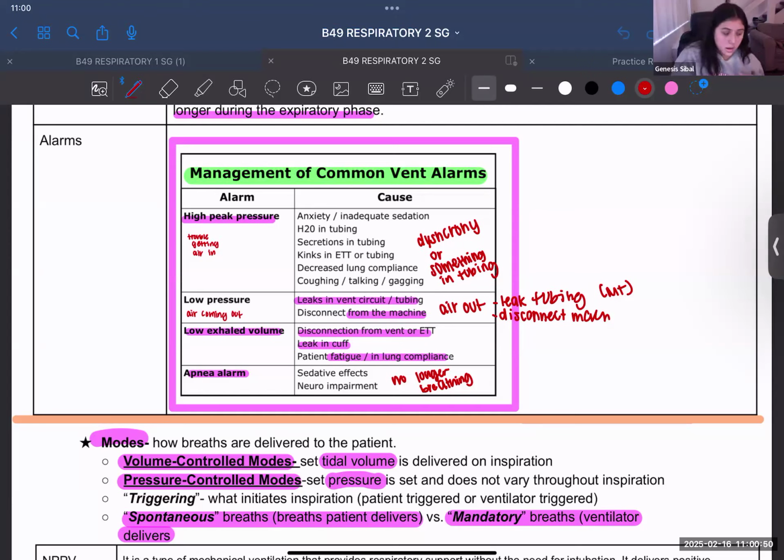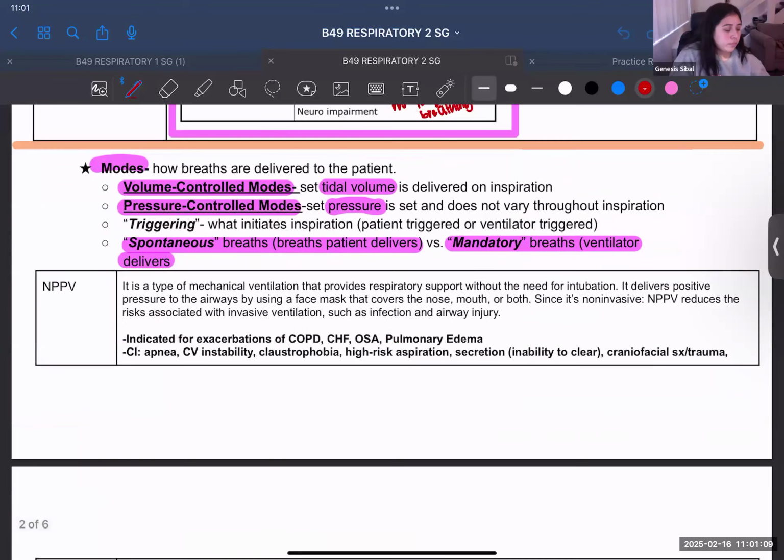Throughout the entire semester, again, I wouldn't doubt there are things that can always change, but really all you have to know is high pressure means obstruction, low pressure means volume, which is more of a disconnection. Put them back on it. With an obstruction, you can take out the secretion, suction them, or unkink it, that type of issue.